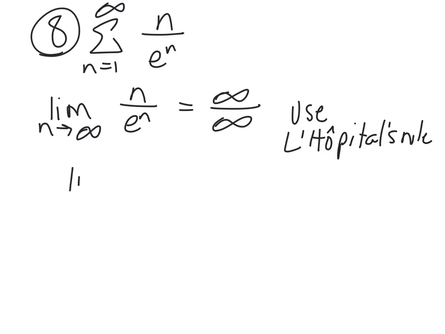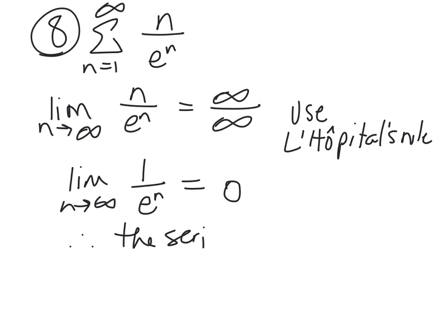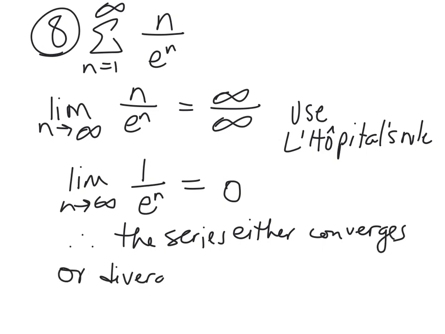So that means I'm going to take the derivative of the top and the bottom and look at the limit as n approaches infinity of that. So the derivative of n is 1, and the derivative of e to the n is e to the n. So if I look at the limit as n goes to infinity, I'm going to get the denominator to be huge. 1 over that huge infinite value is 0. Therefore, the limit equaled 0. The series either converges or diverges by the divergence test.